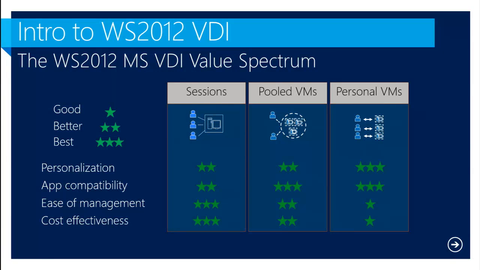So that's the spectrum. We really encourage you, if you're looking at centralized desktops or centralized applications, publishing applications, RDSH will give you the best value. And then you go down to pool and personal. There's no one solution that meets everybody's needs. Probably it's a mix of solutions, but take a look at RDSH first. This talk is not about RDSH, though. We're going to talk about designing a VDI architecture for pool and personal VMs.